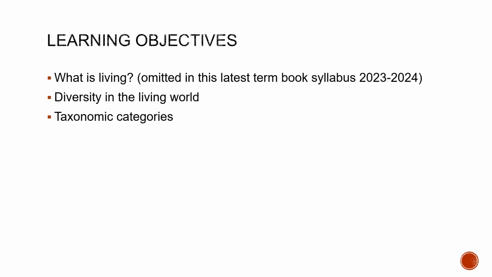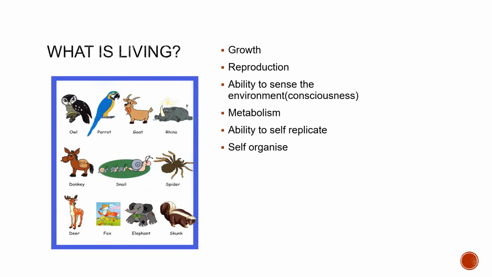In the latest year's textbook, in the syllabus of 22-23, it was there in full, but in 23-24 it has been omitted. So we will just get an overall idea of what is living, though we all know what is living. We will stress the diversity of living things in the living world and the taxonomic categories, which are the main part we are going to study in this first lesson.